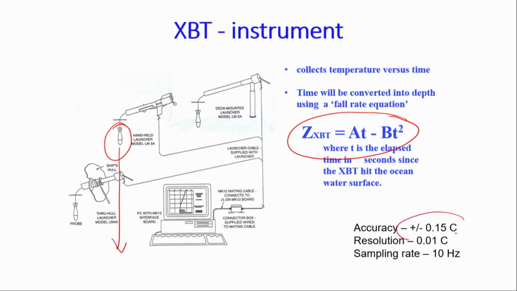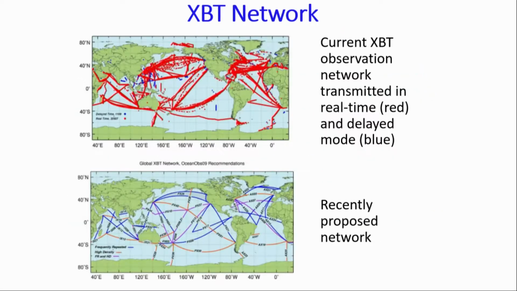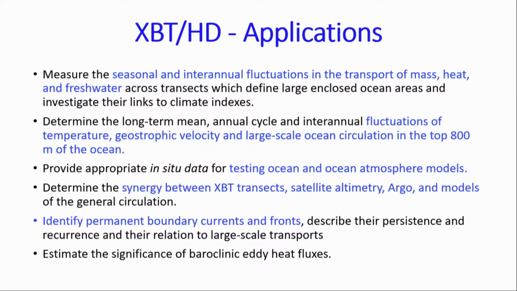However, the accuracy is about 0.15 degree Celsius. And these are the typical XBT routes wherever the ships operate. For these locations we have more than decade-old temperature records up to 750 or 800 meter depth. These are some of the proposed locations where the XBT network is mandatory in order to understand the climate. So these are typical applications of XBT.